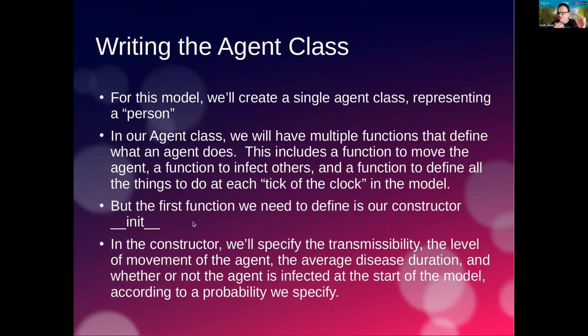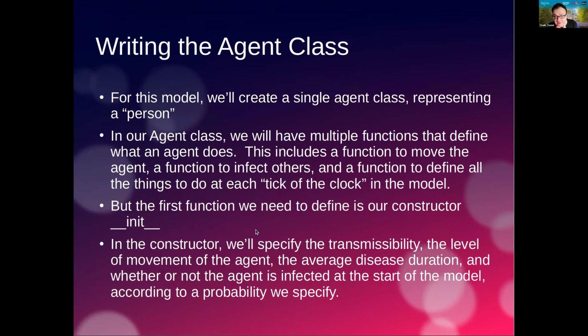Then we need to write the agent class. We need to define our agent. In our model we're just going to have a single type of agent called Person. That's the type of agent we've got, and it's a Person class. We're going to have lots of persons, or people, who are basically walking around and interacting with each other. In our agent class, we're going to have multiple functions that define what the agent does. We'll have a function that will move the agent around the environment, a function that infects other people if they're infected, and a function that will define all the things we need to do at each tick of the clock, each time unit. That's our step function, if you remember.